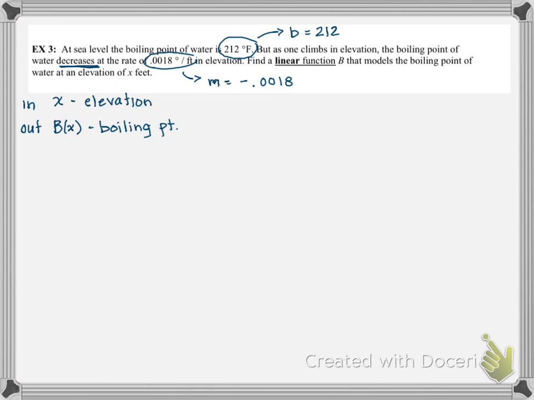0.0018. So my function is going to be b of x equals m, which is negative 0.0018 times x plus b. And that's all. So some of these, there's not a whole lot to do. You just have to kind of sift through the information to find what you're looking for.